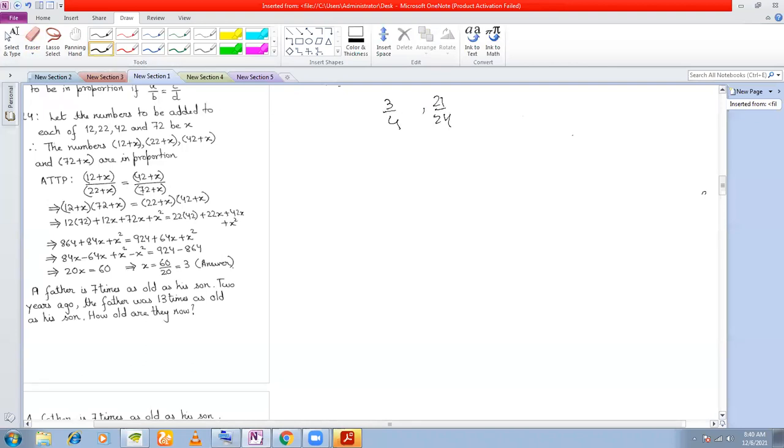Check whether they have a common multiple. In order to make 3 into 21, you have to multiply by 7. That means you have to multiply the denominator by 7 also. Is this matching? No. So 3 by 4 and 21 by 24 are not in proportion. They have to have a common multiple in the numerator and denominator. Okay, sir. Thank you, sir.